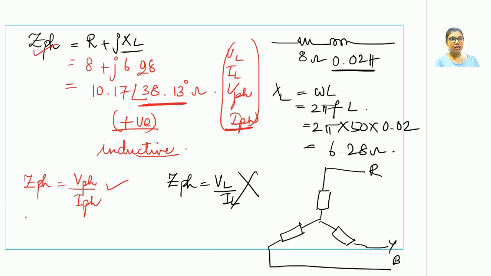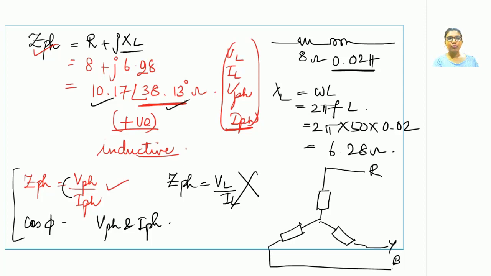The first thing is the cosine of the angle, that phi, is the phase difference between V phase and I phase, and Z phase is the relationship between V phase and I phase only. Actually, these two things are interrelated and one has to be very careful. Do not ever write that Z phase is equal to VL upon IL. It is incorrect. Z phase is equal to V phase upon I phase. So now we know the magnitude of the Z phase and we have already obtained the angle of the Z phase. From the angle of the Z phase, the angle being positive, it has been inferred that the circuit is inductive in nature. So what will be the value of cos phi?